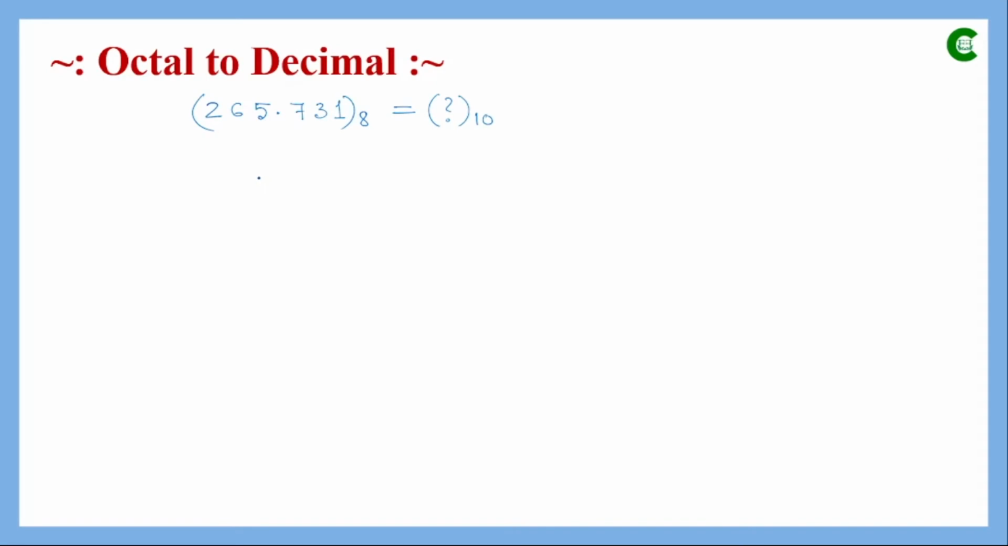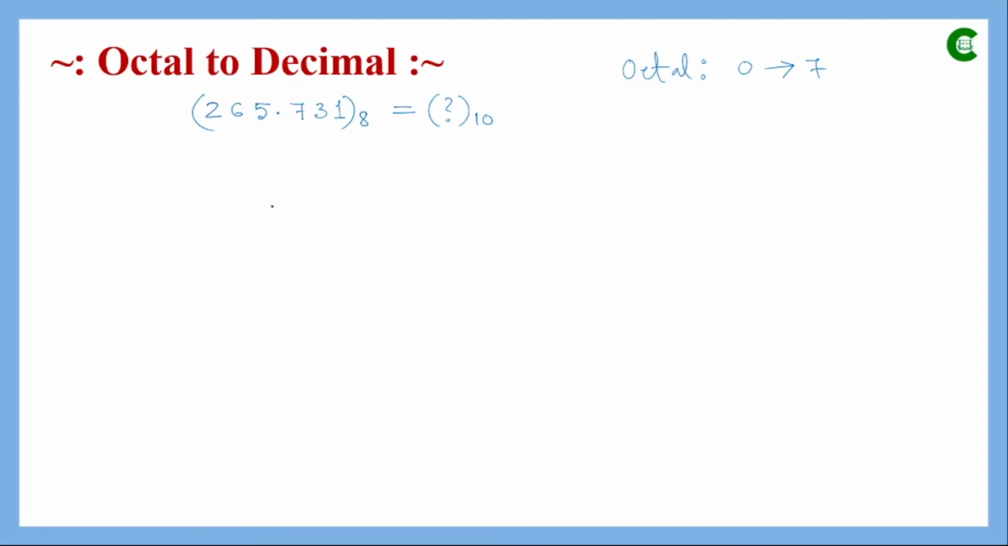Next we will convert a number which is given in octal number system to its equivalent number in decimal number system. Now we know that in case of octal number system, the possible digits are from 0 to 7, a total of 8 digits. So if we look at this number, we can see the integer part as well as the fractional part, and all the digits are within 0 to 7 only.